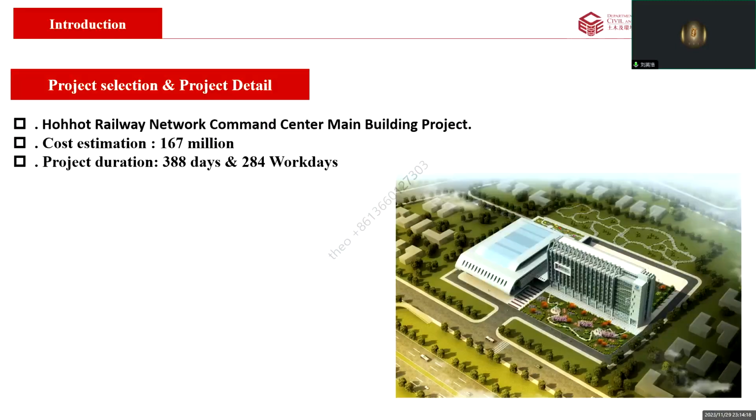Our group selected the railway network command center building project in Port as our research target. The cost of the main building was about 187 million, and the actual project took 380 days, including 284 working days.